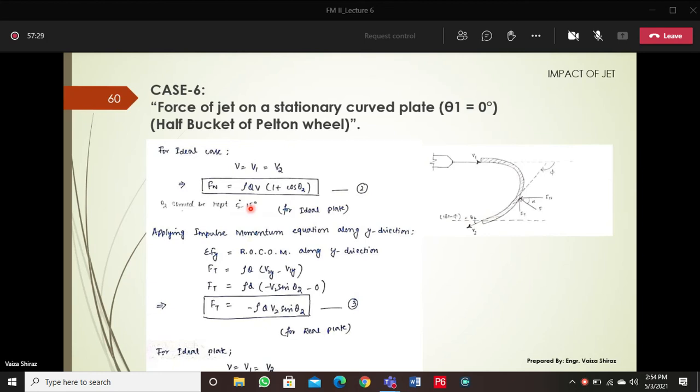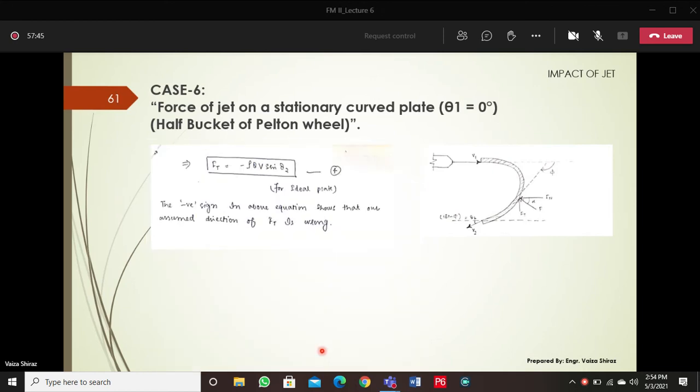इस range में ये vary कर सकता है. ठीक है. Also, if you have to find out Ft, apply the equation along the y direction, and this is your equation for Ft. यहाँ पे आप V2 use कर रहे हैं, so this is for the real plate. If you simplify it for the ideal, it will become minus rho QV sin of θ2.